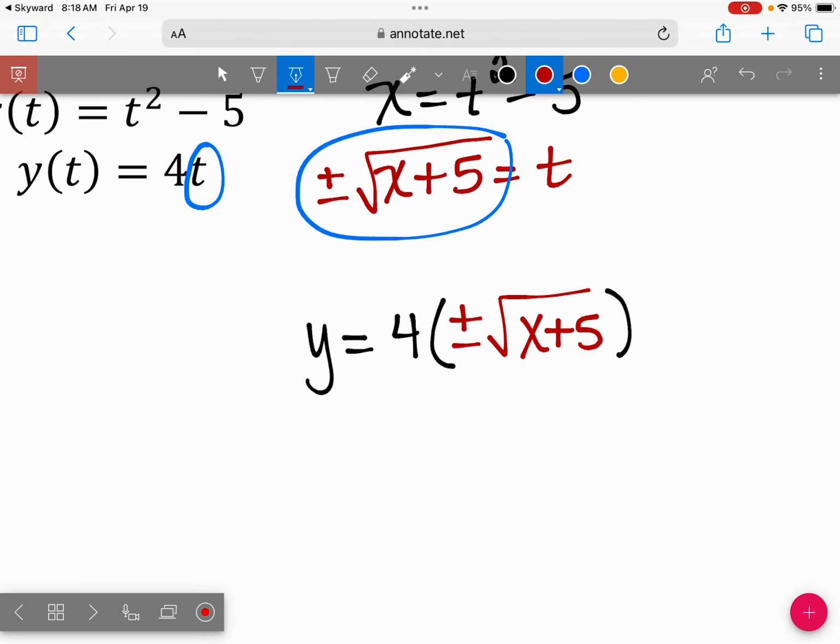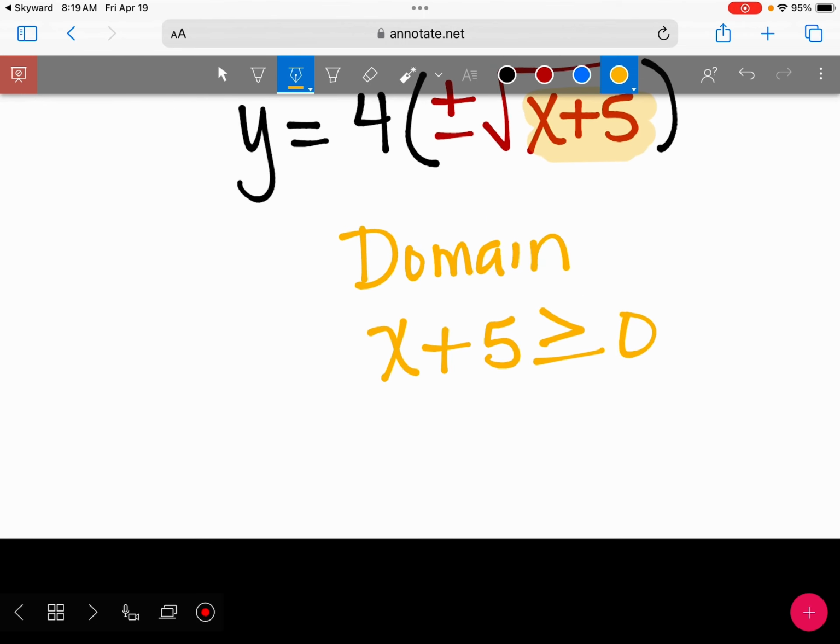So at the end, I did end with a red light. So my domain is not going to be all real numbers because I have a square root. When you take the square root of a number, you cannot take a square root of a negative. The square root of a negative is imaginary. So the lowest number you can take the square root of is 0. 0 or anything greater than 0. So my domain, when we do our domain, that x plus 5 has to be greater than or equal to 0. So let's solve that for x.